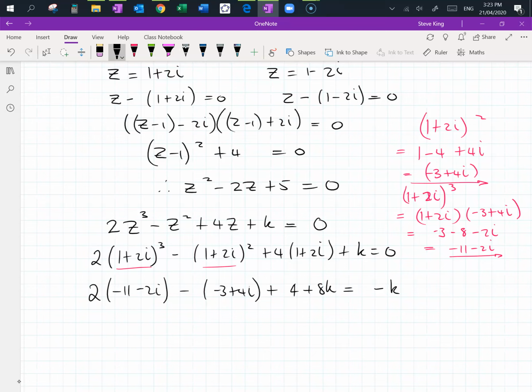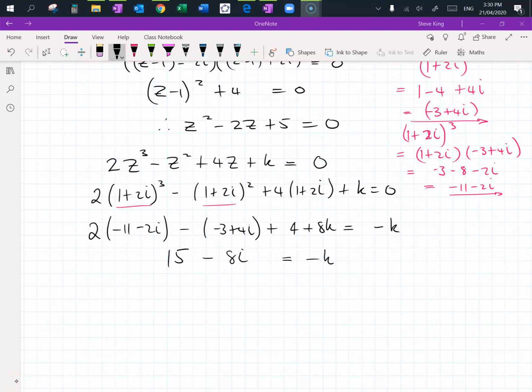And now it's a case of tidying up my real and my imaginary parts over here. What have I got? I've got minus 22 plus 3 plus 4. So that's going to give me 15. And I've got minus 4i minus another 4i is going to give me minus 8i is equal to minus k. Something doesn't look quite right here. I don't think I should be getting this. Let's just recheck this line. I'm doing too much in my head here.